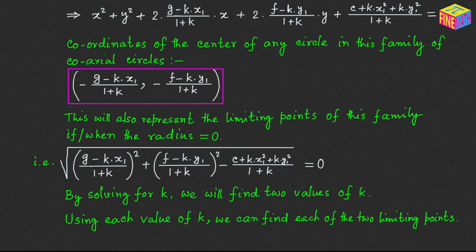Now using the two values of k, of course we will come up with the two limiting points, but one of them has been provided and we should be able to identify that. And then of course the other one will be the other limiting point that we were supposed to derive. I hope the steps are clear. Next, we are going to consider another situation.